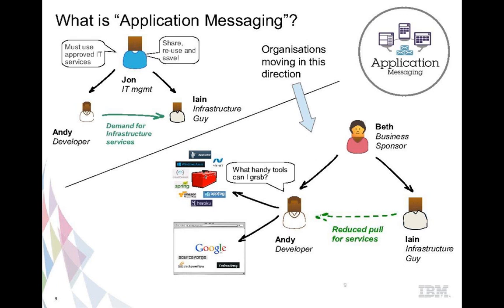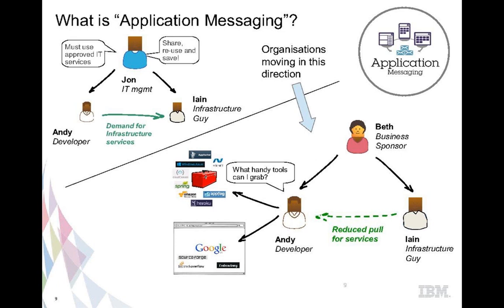So we come to the bottom part of the screen now, where there is reduced pull for services from Andy. Which means Andy has got handy tools that he can grab, and he has a system which runs independently like a sandbox machine, where he can install the messaging system and then field test it, or run all his tests and verify his service works as expected on his computer, and doesn't have to depend on the infrastructure guy. So that's the benefit application messaging offers.